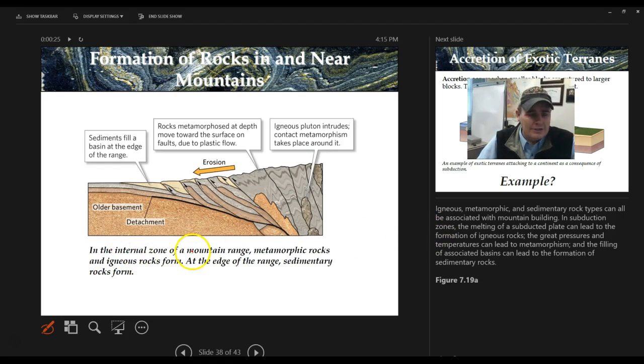Okay, so now realize that this kind of goes along with that same idea. When you have collisions of these mountain ranges, these mountain belts, you can have, first of all, igneous rocks forming because of the melting that occurs when you have two plates coming together, right? But then you also could have the metamorphism because of the ductile pressure and the changing of the rocks there. So the rocks metamorphosed at depth move toward the surface on faults due to plastic flow. And then as the igneous rocks and the metamorphic rocks start to erode away, you tend to have the sedimentary rocks on the edges of the range. So the rock cycle is all working together in this cycle.